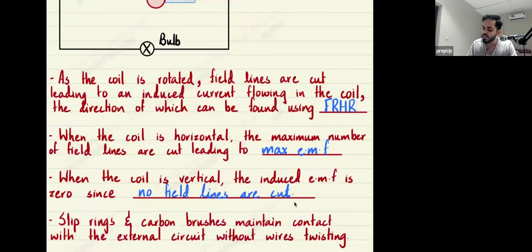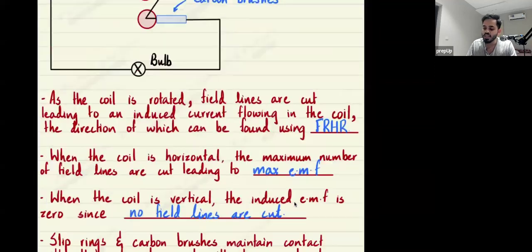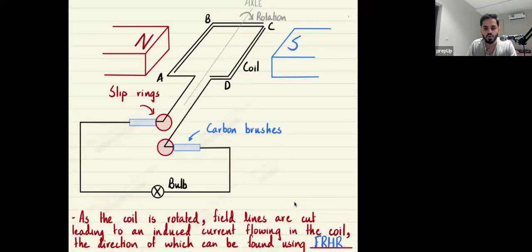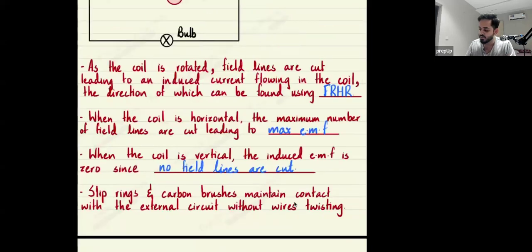What's the idea of slip rings and carbon brushes? In this case, the slip rings are not rotating. As the coil rotates, these contacts would change with the slip ring, and so would these as it keeps rotating. So all the slip ring does is ensure that the current produced in the coil can be transmitted to the bulb without the wires twisting. Because if I just had wires, as this keeps on turning, the wires would twist. So that's the idea in this case.